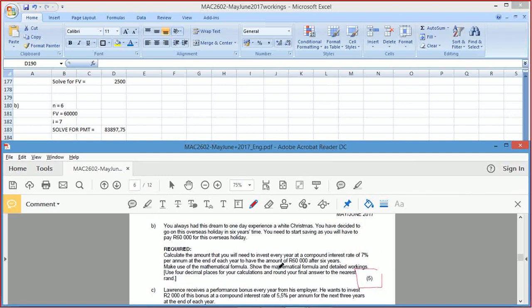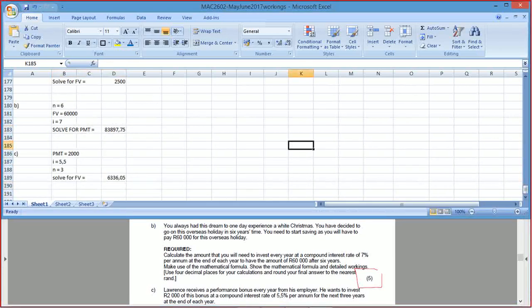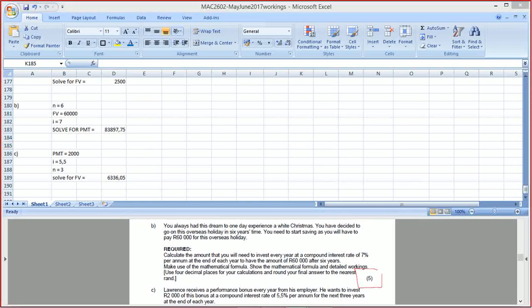This one said, what must we use? The formula. If you wanted to use the formula here, what are we trying to work out? Calculate the amount that you'll need to invest every year. This is looking for the payment with the future value of the annuity. Let me just get the formula for you. FV annuity.